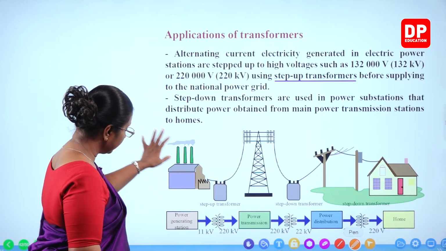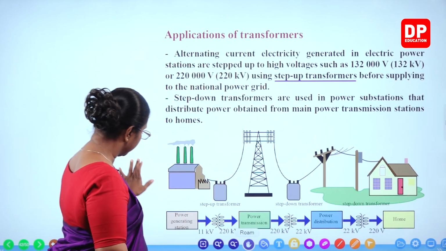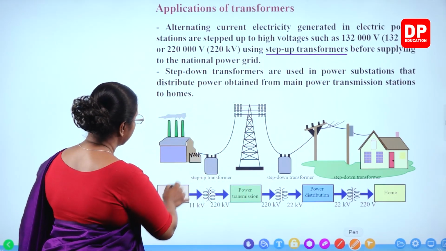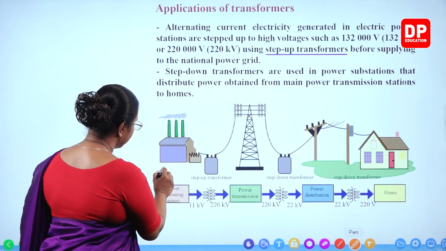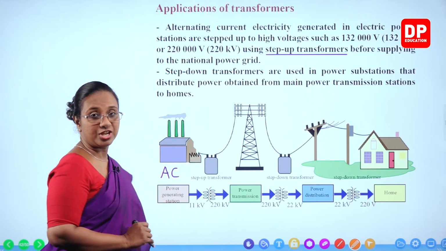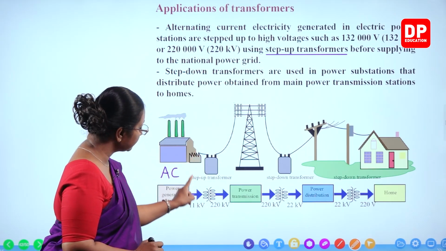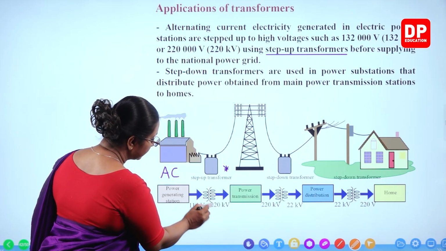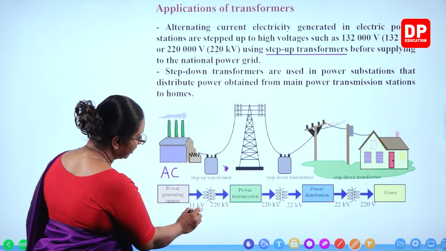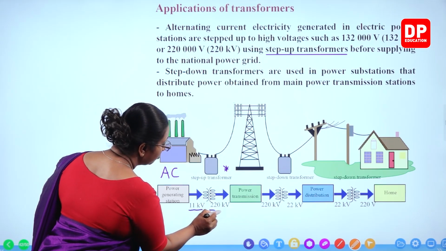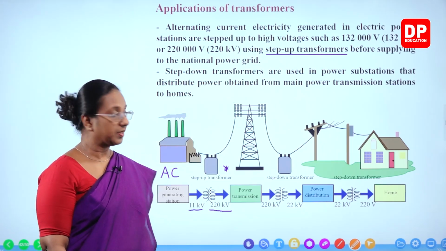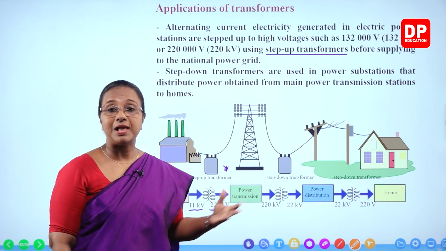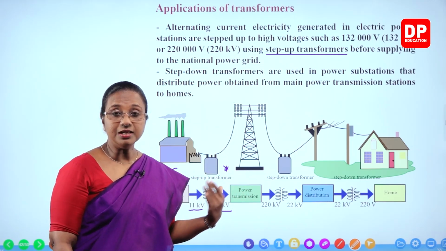In this diagram they have shown the power generating station. In the power generating station, it is the alternating current that is generated, and then there is the step up transformer. This is the step up transformer that converts the 11,000 volts or 11 kilovolts to 220 kilovolts. And then you can see there is power transmission. Power is supplied, distributed throughout the area.